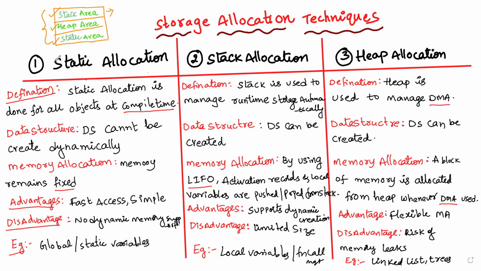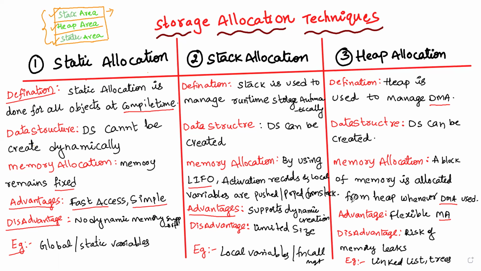So next one, what are the advantages of static? Fast access and simple. So remember, static is very simple with fast access. But when you go for stack allocation, the advantage is dynamic memory creation. It supports dynamic creation at the time of runtime. The heap allocation advantage is that it is flexible. It provides flexible memory allocation.